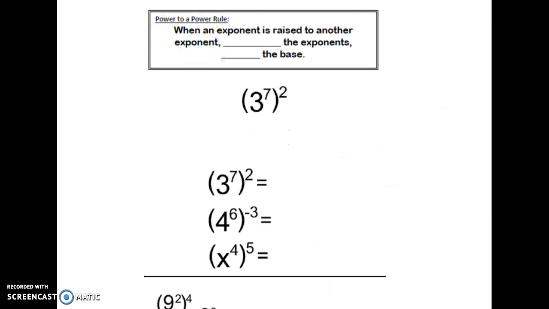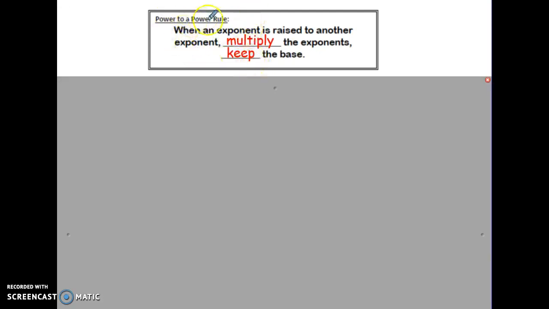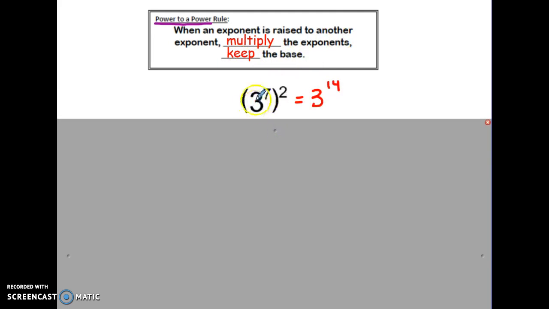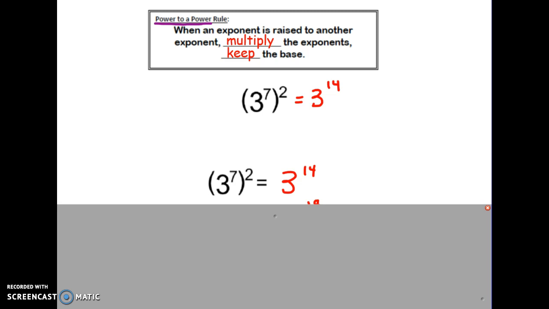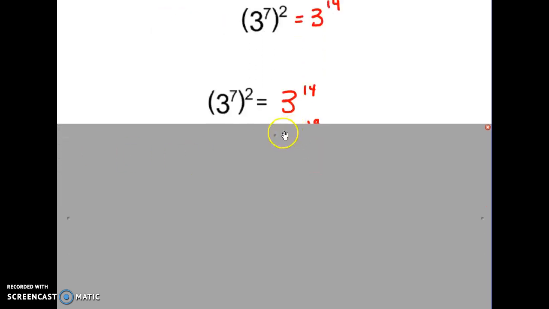So, filling in your rule at the top on the other note sheet: when you have an exponent raised to another exponent, in other words, power to a power, you are going to multiply the exponents. Just make sure you keep the base. So from earlier, we had this example where your base was 3 to the 7th power, and then the entire thing was being squared. So yes, we have a power to a power. You're going to keep the base 3. 7 times 2 is 14.